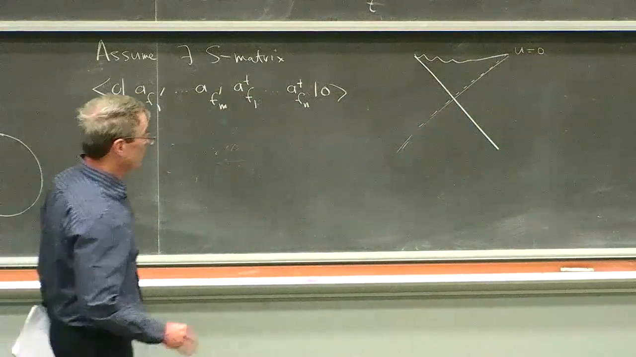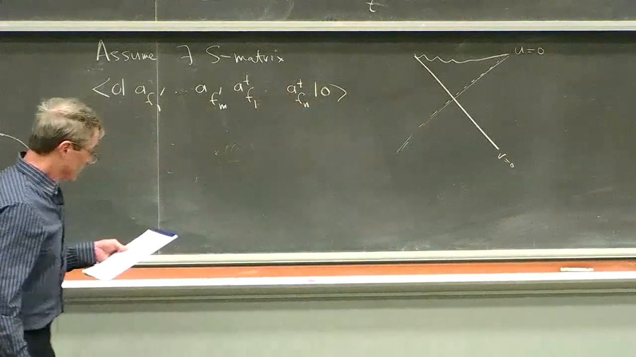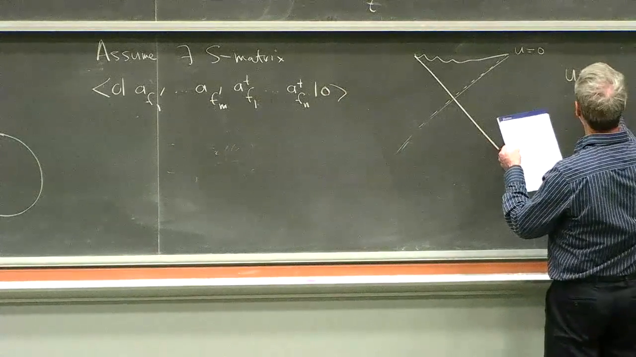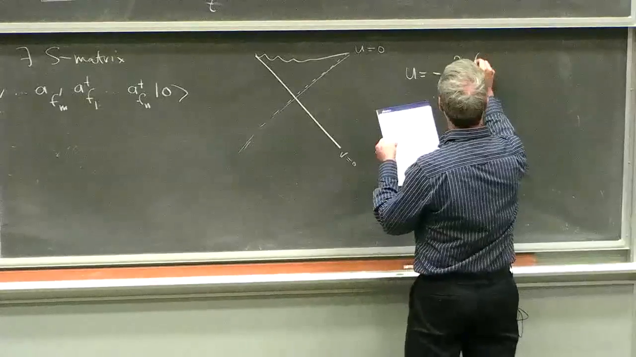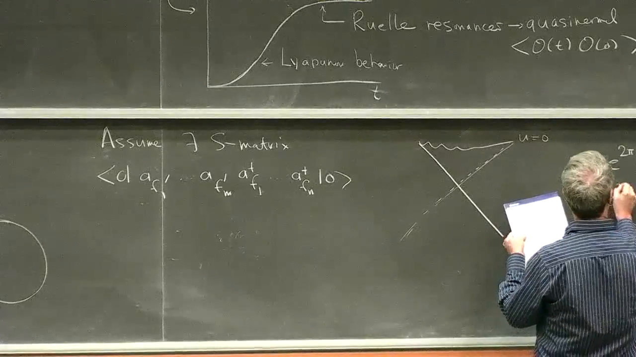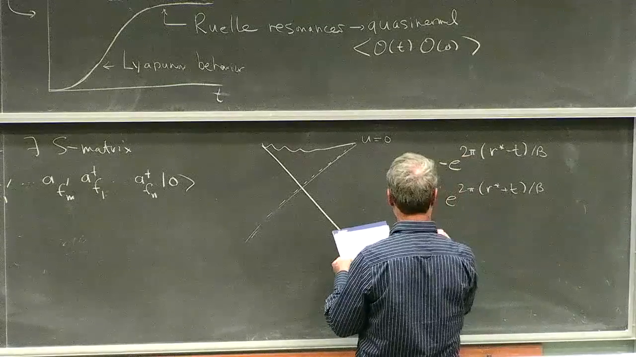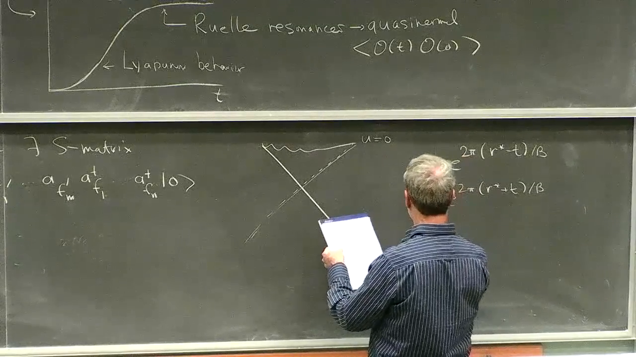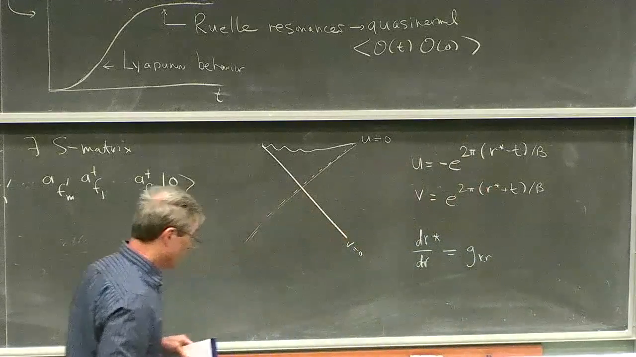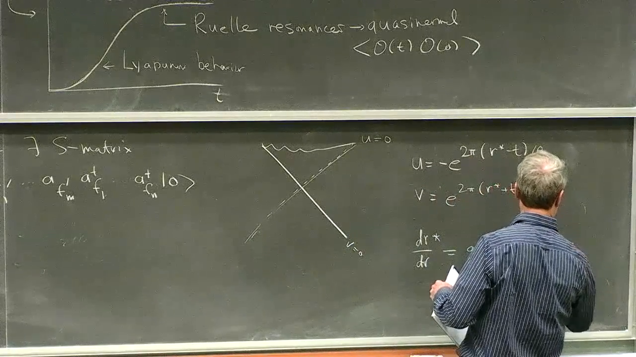And the other coordinate is v, and the inflowing matter is very close to v equals 0. And these are related to the ordinary Schwarzschild coordinates by u is minus e to the 2 pi (r star minus t) over beta, v equals e to the 2 pi (r star plus t) over beta, and r star here is the tortoise coordinate. dr star/dr is g sub r, and for a four-dimensional black hole, that's just the familiar (1 minus 2GM over r) to the minus 1.